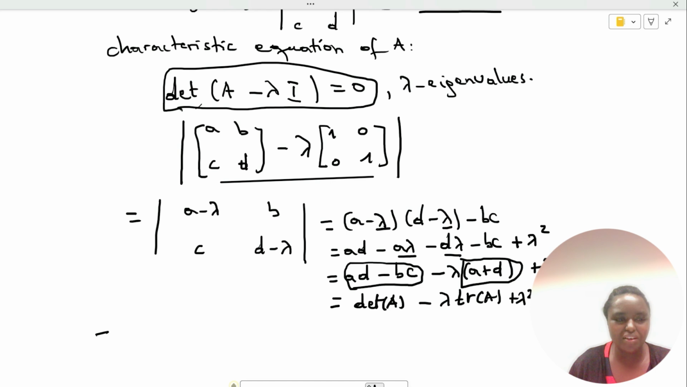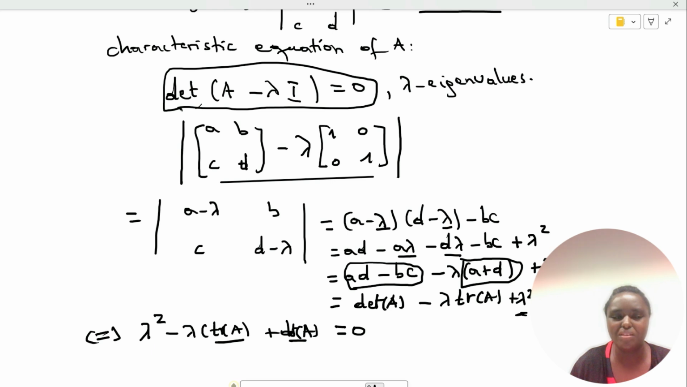So let me write it here. We have our characteristic equation. I start with lambda squared, then minus lambda times trace of A, and plus determinant of A, equal to 0. That's the characteristic equation. And then we have to replace the trace by its value and the determinant by its value. Normally, what we needed was only this one.